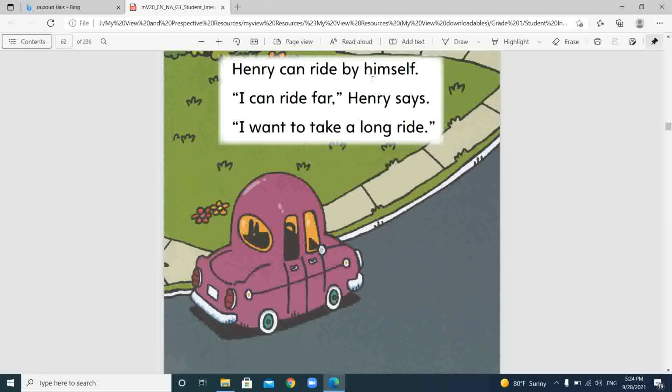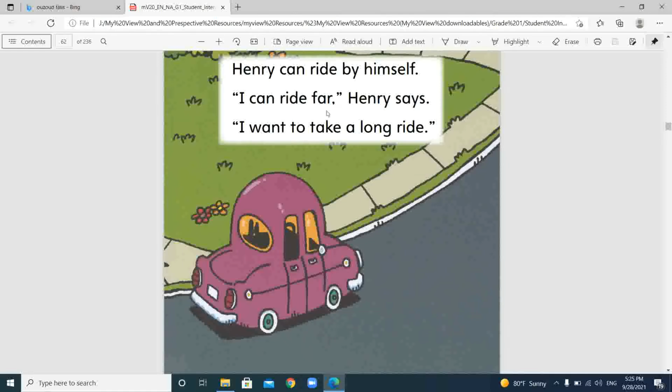Henry can ride by himself. I can ride far, Henry says. I want to take a long ride. So here, Henry can ride his bike by himself. He doesn't need his mom to help him. What does he say? He says, I can ride far.